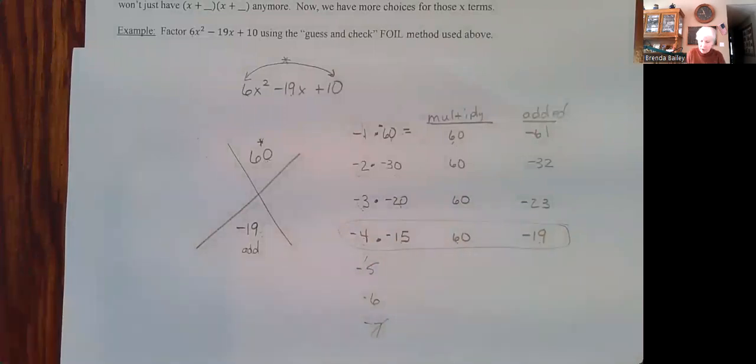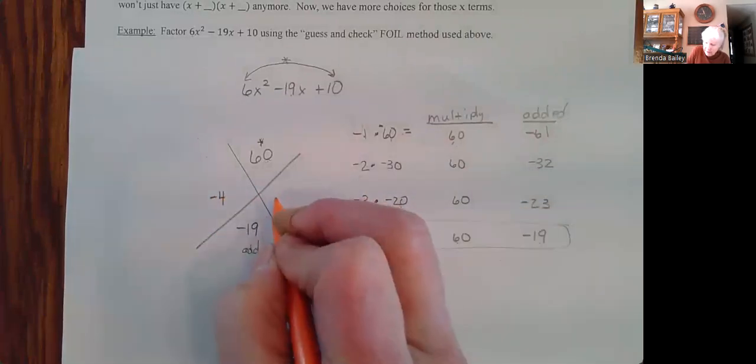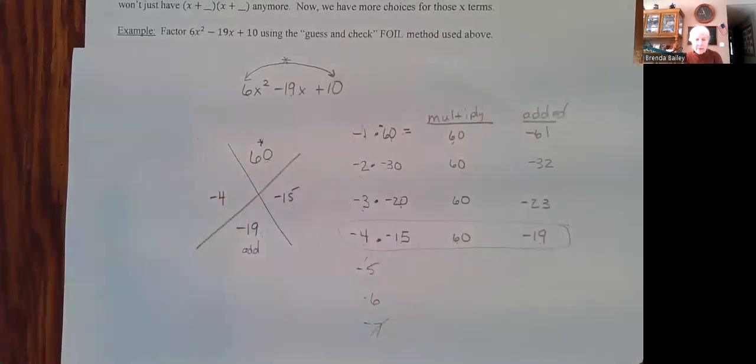So now that we have these, you put a -4 here, doesn't matter actually the order, and a -15 on the other side of the box.